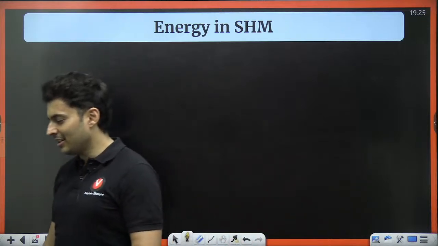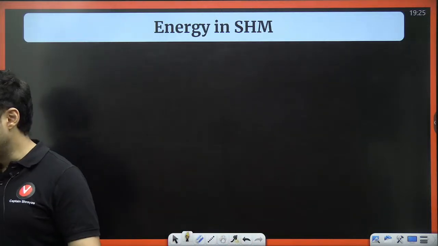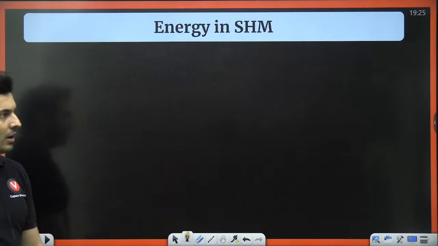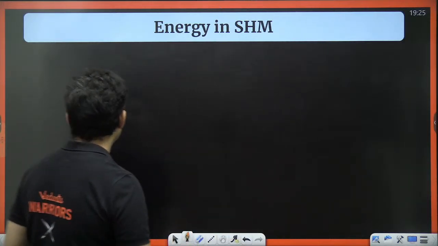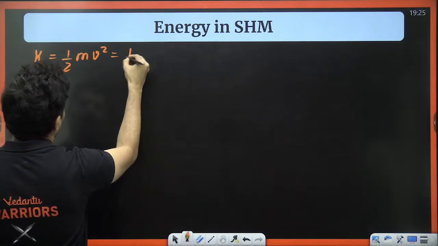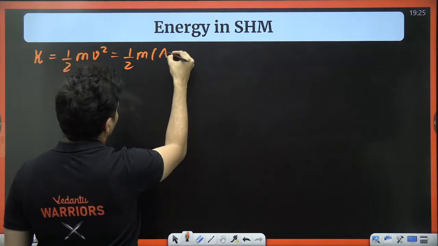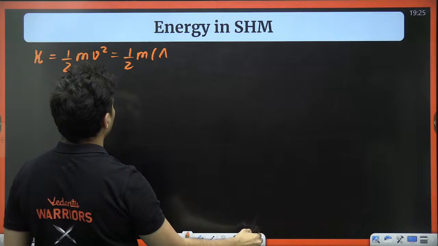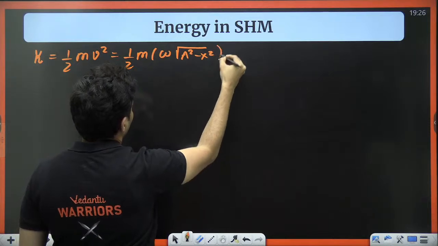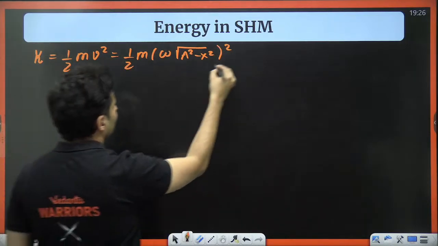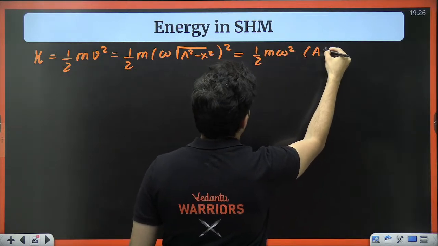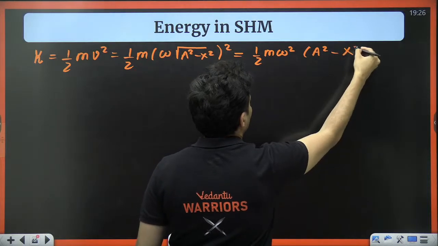So there is no air resistance in NEET, there is no friction in most of the questions in NEET, right? Perfecto. Awesome. So how do you find out the energy? It's very straightforward. Let's start off with kinetic energy, which is half m v square. Velocity is, okay, I can use this, ω root a square minus x square, right? So this will make it half m ω square (a square minus x square).